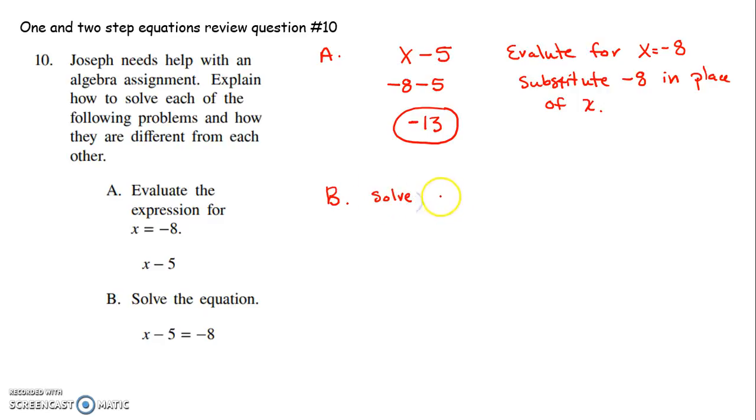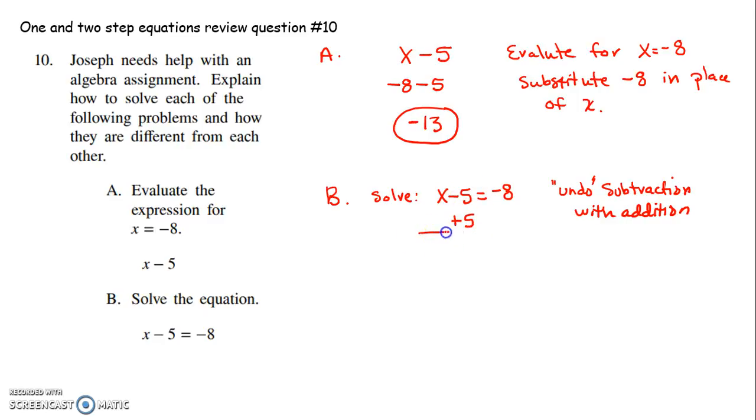For letter B, they actually want us to solve. They give us an equation to solve. X minus 5 equals negative 8. To solve an equation, we want to isolate x all by itself on one side. We have to undo our subtraction with addition. So let's do that. Undo this subtraction with addition to get all constants to one side of the equal sign. Opposite of subtraction is addition.